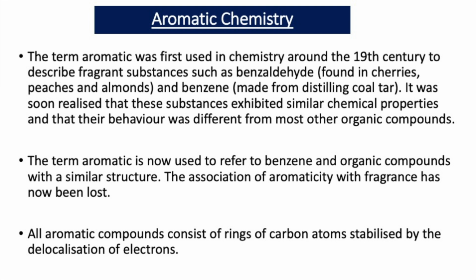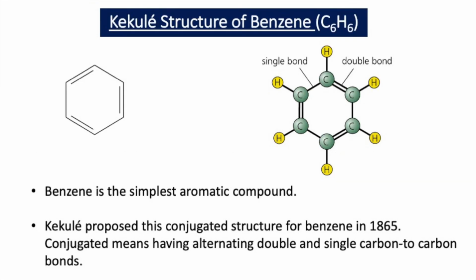All aromatic compounds consist of rings of carbon atoms stabilized by something called the delocalization of electrons, and we're going to discuss this in this video. Now, an obvious starting point when looking at aromatic compounds is to look at the structure of benzene.